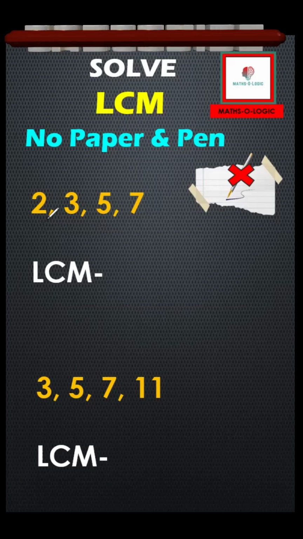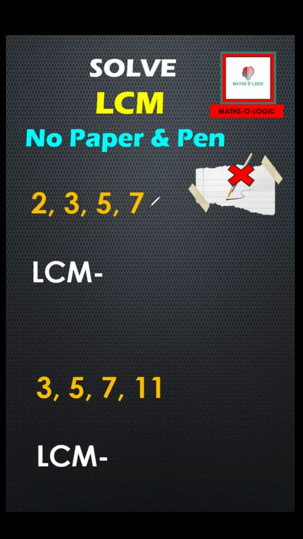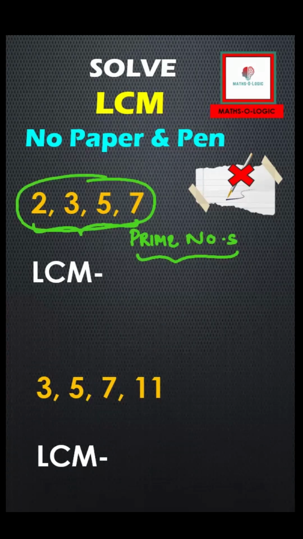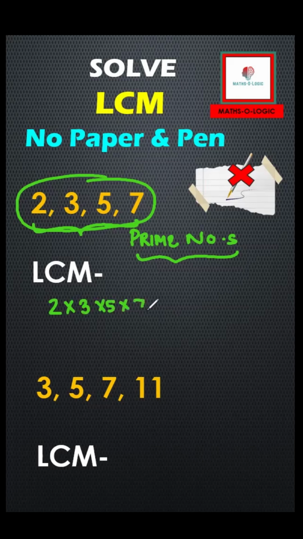So now we have a set of numbers: 2, 3, 5, and 7. Since all these numbers are prime numbers, they come in the table of itself and one only. So to find the LCM of these prime numbers, just multiply these numbers with each other, that is your LCM, 210. So whenever you get a set of prime numbers, the LCM will be just the multiplication of these numbers.